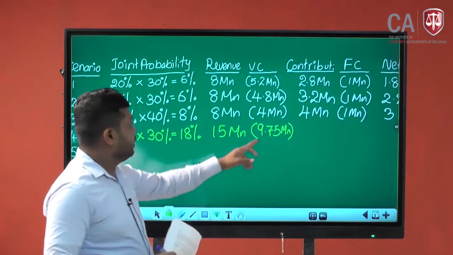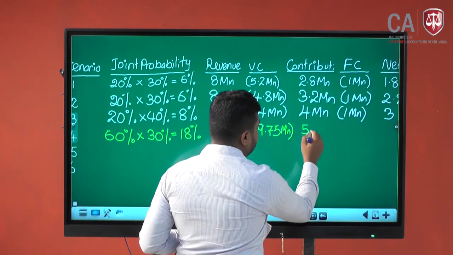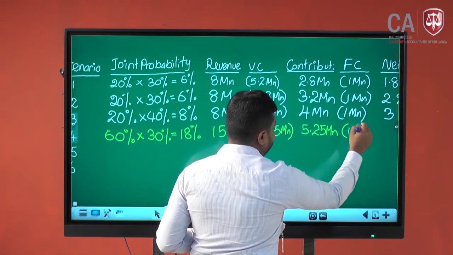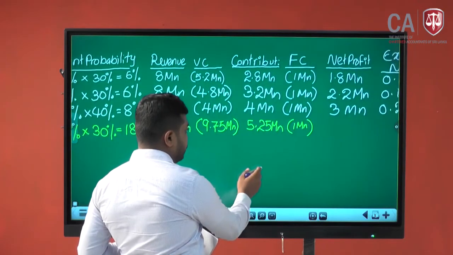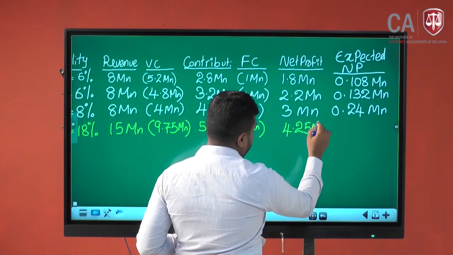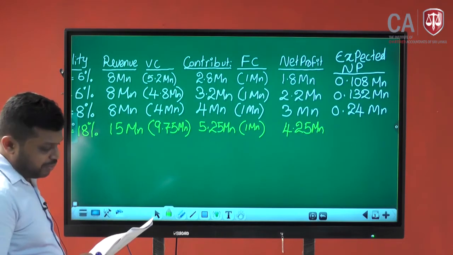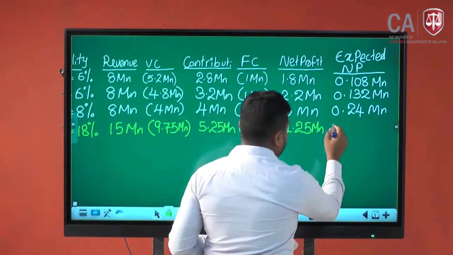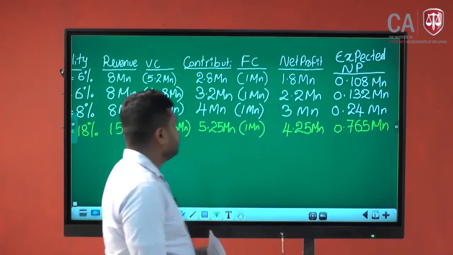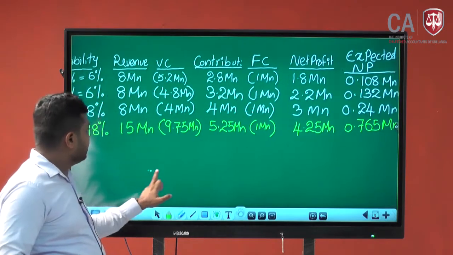Once you deduct 9.75 from 15, your contribution will be 5.25 million. Then deduct 1 million fixed cost, and the net profit should be 4.25 million. 4.25 multiplied by 18% probability will be 765,000, that means 0.765 million. We have simplified this one, because otherwise it is difficult to work it out.